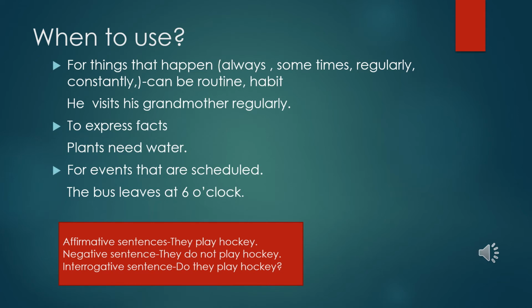In negative sentences, we add not. Like, they do not play hockey. In interrogative sentences, do comes first, after that the subject, after that the verb, and after that the object. Like, do they play hockey? So when a sentence is given in simple present tense, you need to know how to change it into the negative sentence and how to change it into the interrogative sentence as well.